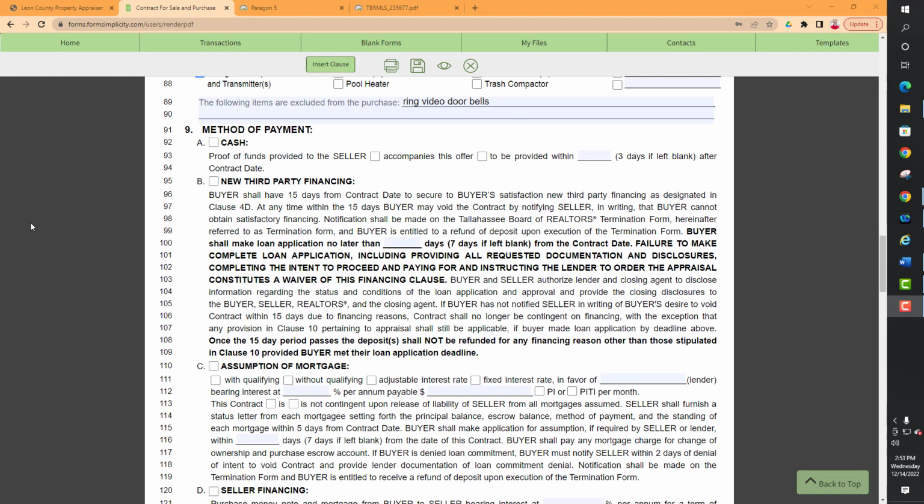This is section 9 of the contract for sale and purchase. Method of payment. If you have a cash buyer, lines 91 through 94, that's where you're going to annotate that.